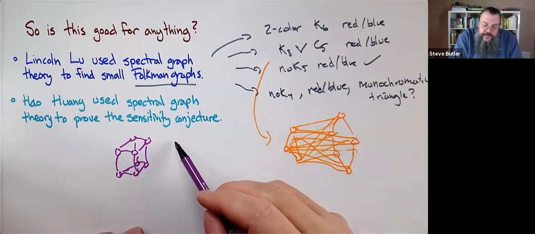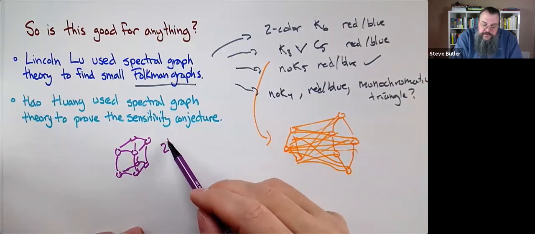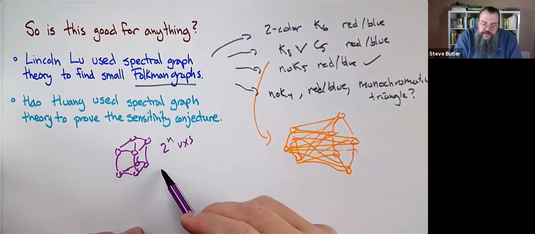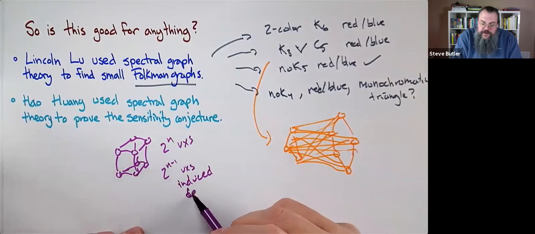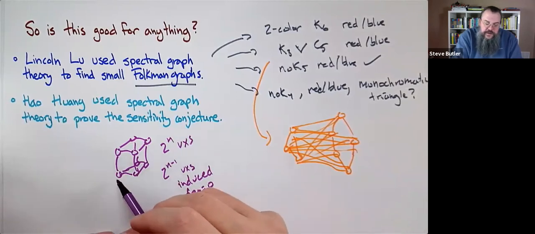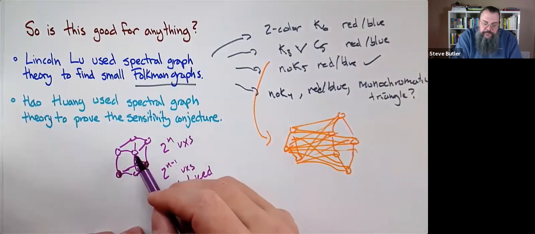So there is a subgraph. So there's 2 to the n vertices on this graph. There's a subgraph with 2 to the n minus 1 vertices, induced, and degree equals 0. That's not so hard to show. Again, just take like every other one.